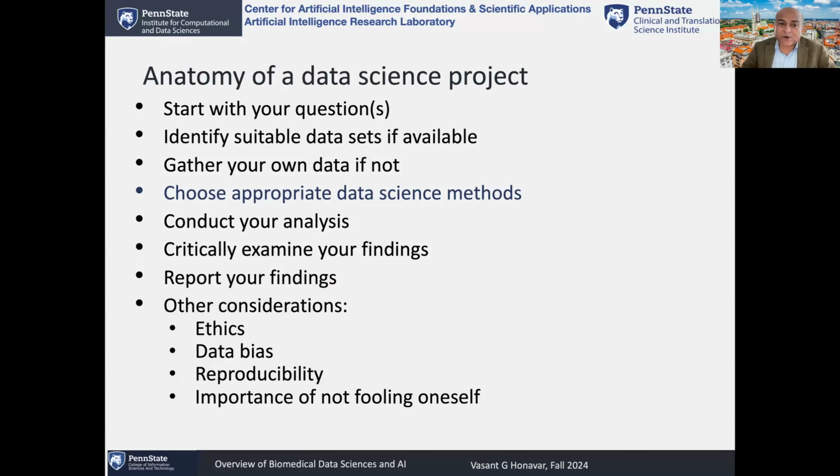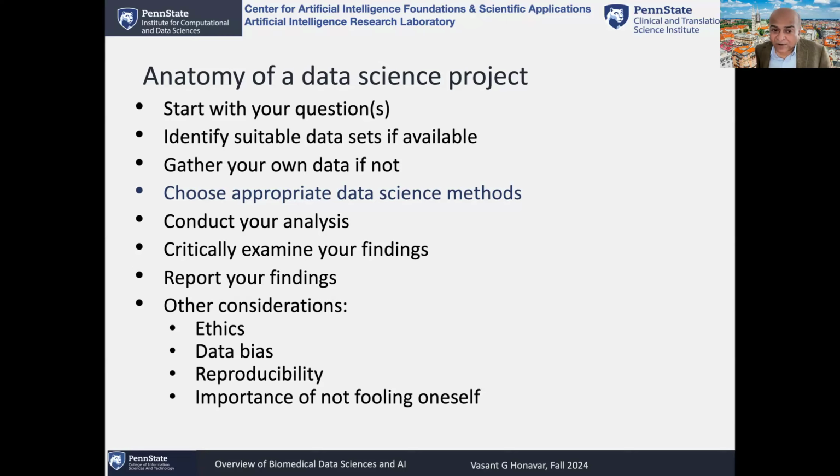So the anatomy of a data science project: you start with questions, right? Identify suitable data sets if available. So this is like, if you want to answer the question of risk factors for cardiovascular disease, you might be able to do that using historical electronic health records data. It's flawed, it's biased, but it is a useful set of data. Right. Or if an adequate data set is not available, you may want to go and gather your own data.